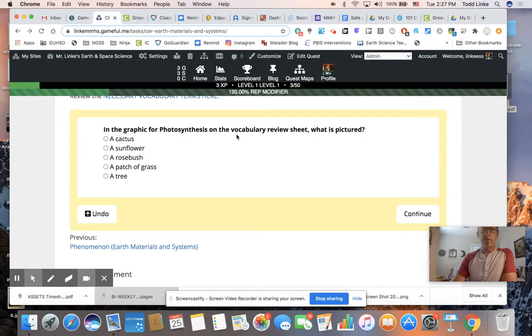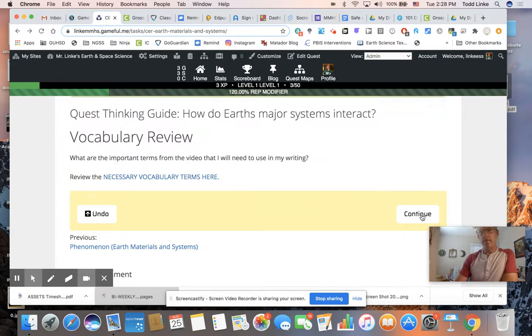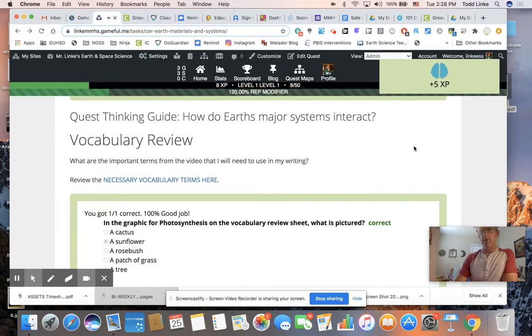In the graphic for photosynthesis on the vocabulary review sheet, what is pictured? Okay, that's not really a vocabulary quiz. It's really just testing, did you actually open the document and attempt to study the terms? Okay, hit continue. And I got 5 experience points. Cool. All right, next.